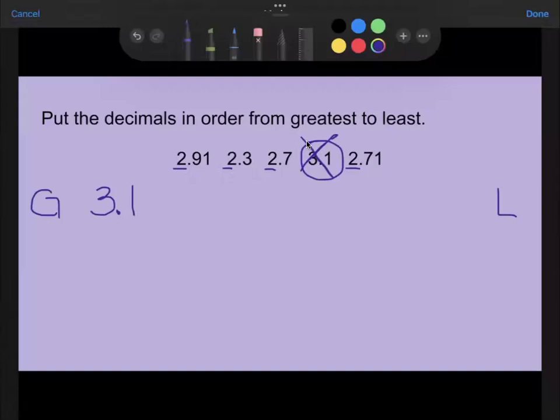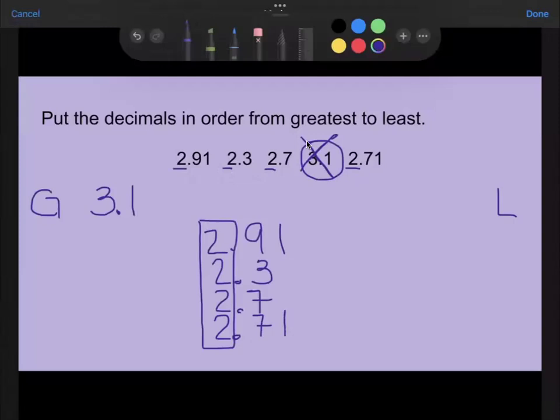So I'm going to start by putting 2.91, then 2.3, 2.7, and then 2.71. So I'm going to stack them up just as if I was comparing them. And as long as your decimals are lined up, they are stacked up in the correct order. So like we said before, all the 2s are the same. So that's not going to help us sort them. But we're going to go to the next place value they all have.